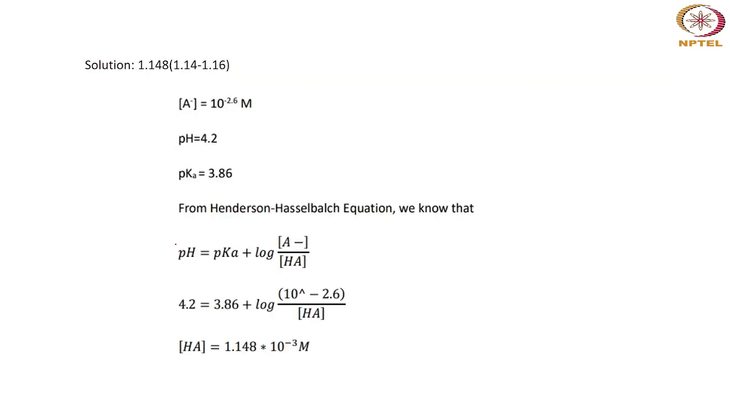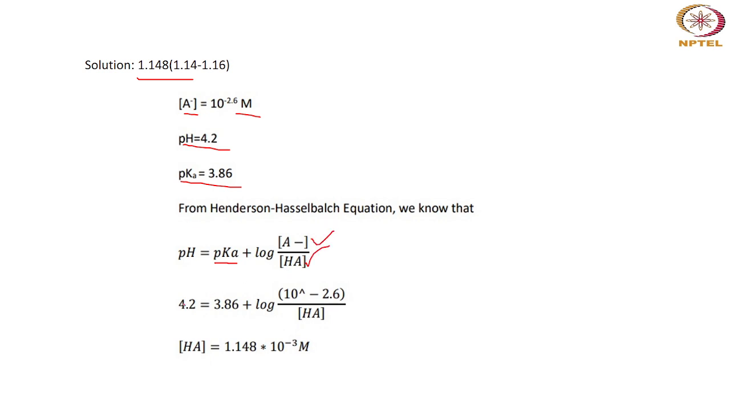So the solution is something like that. The correct answer is 1.148. The concentration of ion A minus was given as 10 to the power minus 2.6 mole. pH was given as 4.2 and pK value was given as 3.86. Here also we will use the Henderson-Hasselbalch equation, and you know what it is: pH equals pK plus log of A minus concentration divided by HA, right?